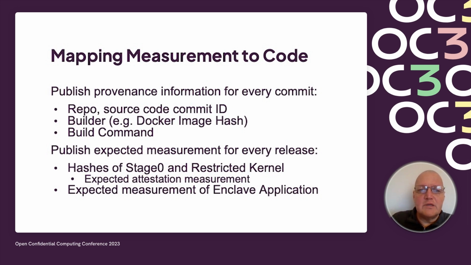When we release a new combined version of the kernel in stage 0, we will publish an expected measurement based on the two binaries, together with the hashes of each of the two binaries. When releasing a new version of the enclave application, we will also publish the expected hash of that application.